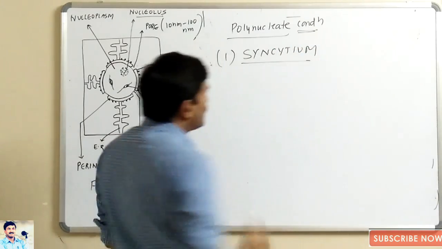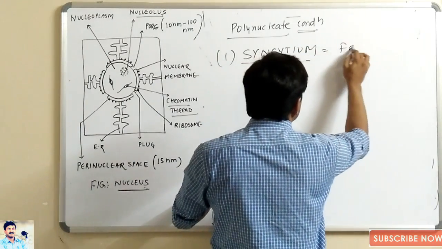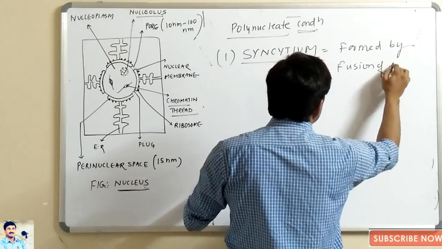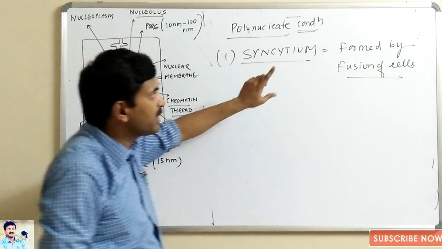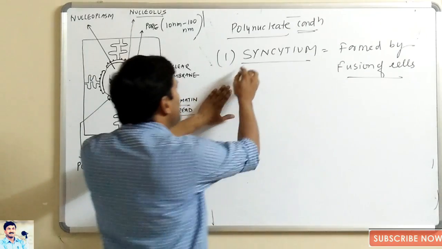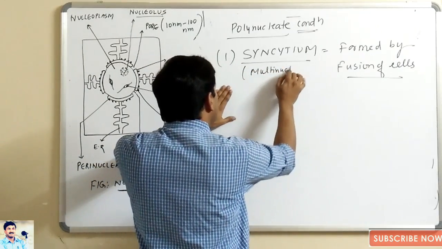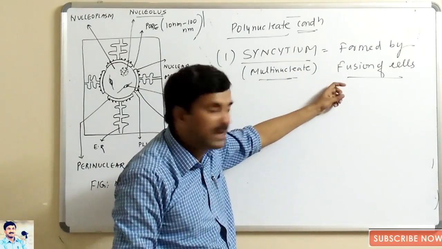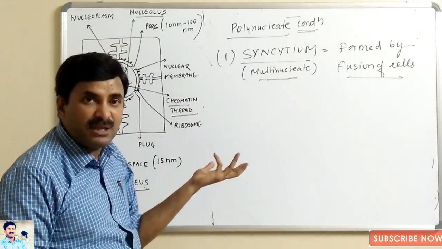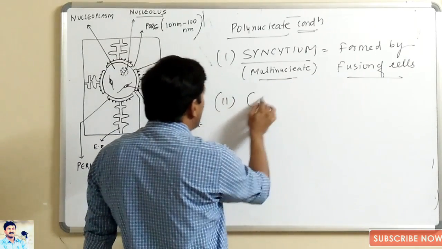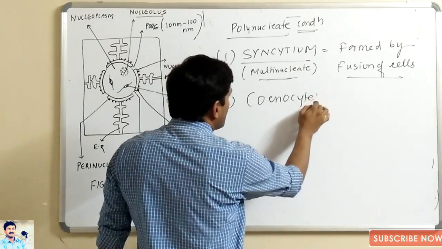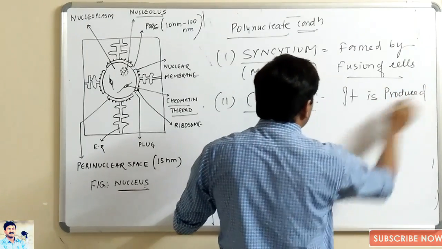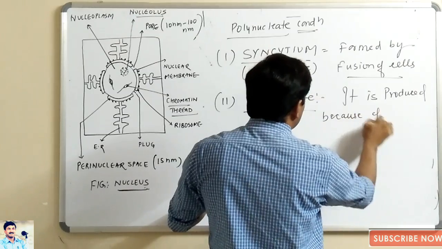Now what is a syncytium? The syncytium condition is formed by fusion of cells. Syncytium means the multinucleate condition only, right? But how is the multinucleate condition formed? Many cells are fused together and they form a syncytium, that is the multinucleate condition. And the second condition is known as coenocyte. It is produced because of free nuclear division.